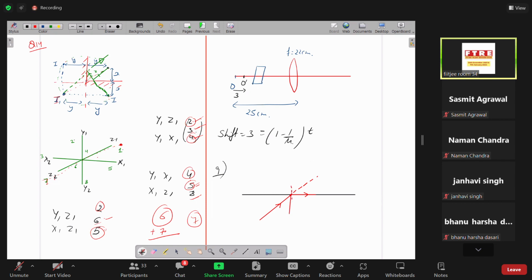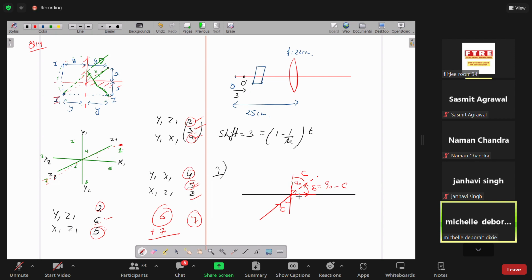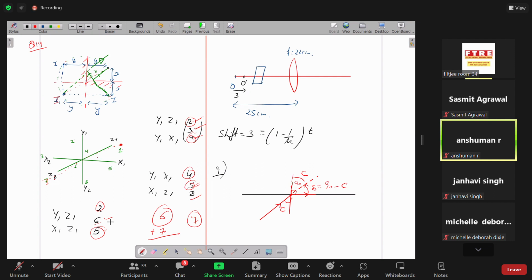This is given that this angle of incidence is C, for which the angle of refraction becomes 90 degree. And angle of deviation is this. Delta is angle of deviation. Now tell me what is value of delta now. This is C. Geometrically this should be C. The delta comes out to be 90 minus C. Got it? Yes, ma'am. Any other doubt here?